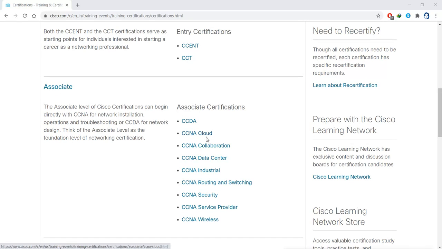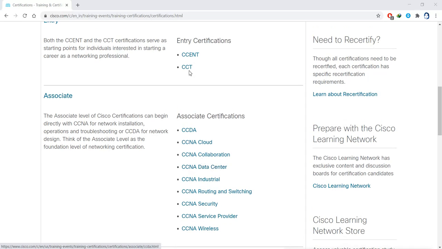CCNA Cloud also. Now we have Cloud, we have Collaboration, we have Data Center, Industrial, and Routing and Switching. The basic one is what? Routing and Switching. After doing Routing and Switching, these other streams are easy for you. Otherwise, this will be difficult for you. And for that, they have decided that you should first do CCENT.